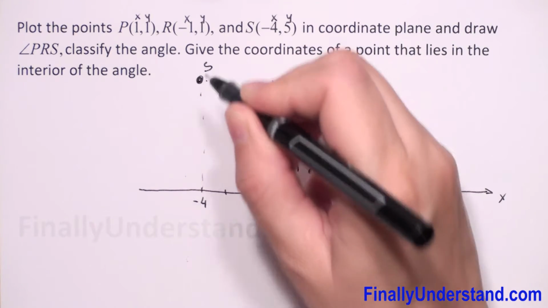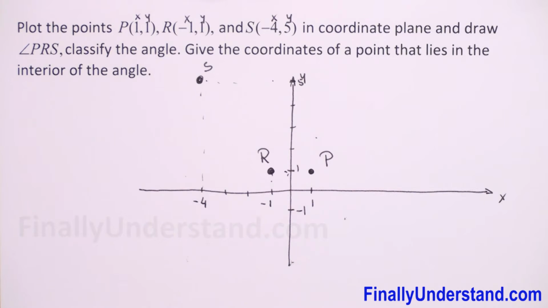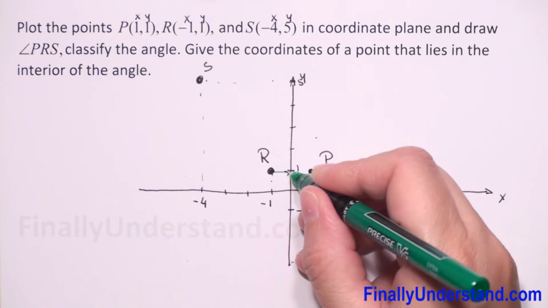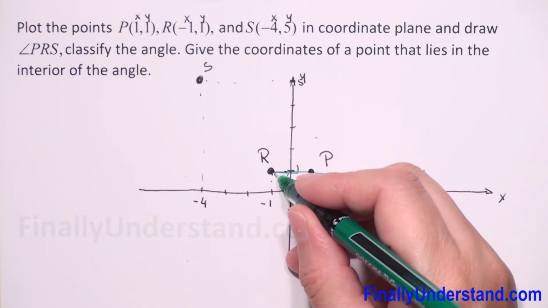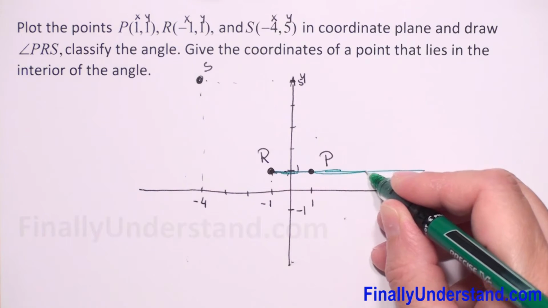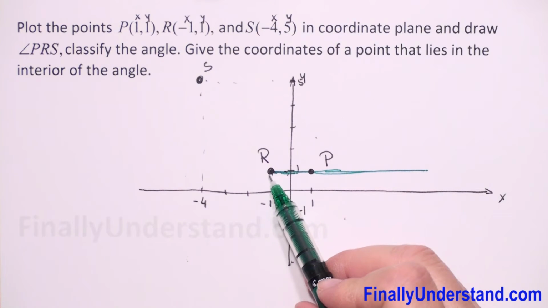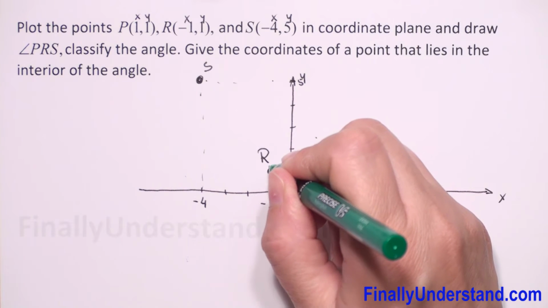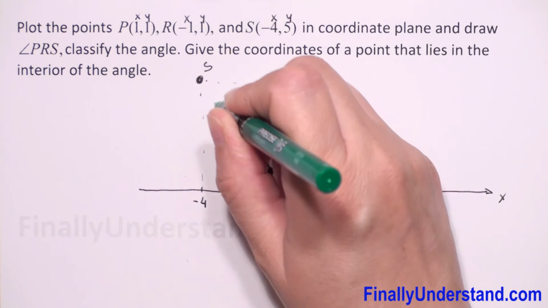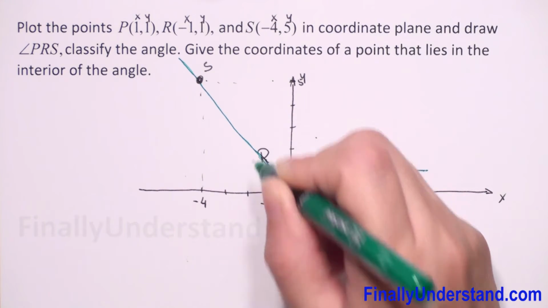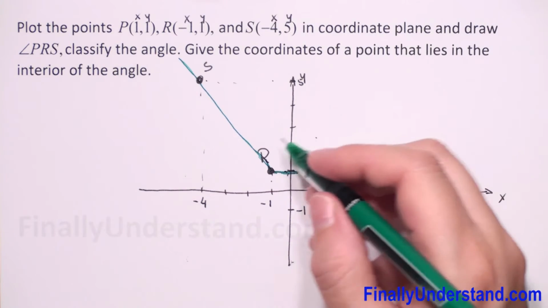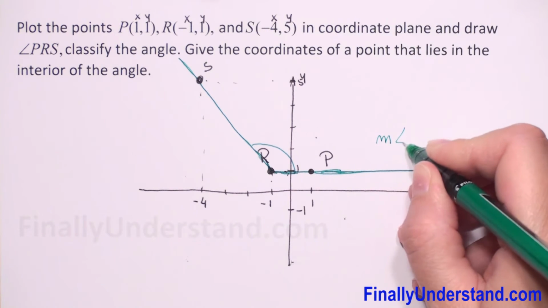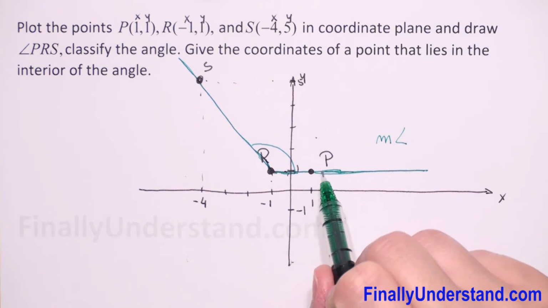S is approximately here. Now we have to draw angle PRS. It means the vertex is in point R. This line is this ray RP. RP is parallel to the x-axis because the second coordinate is 1, and the second side of our angle is ray RS. We got our angle. This is our angle R, and the measure of the angle, we can write R or PRS.